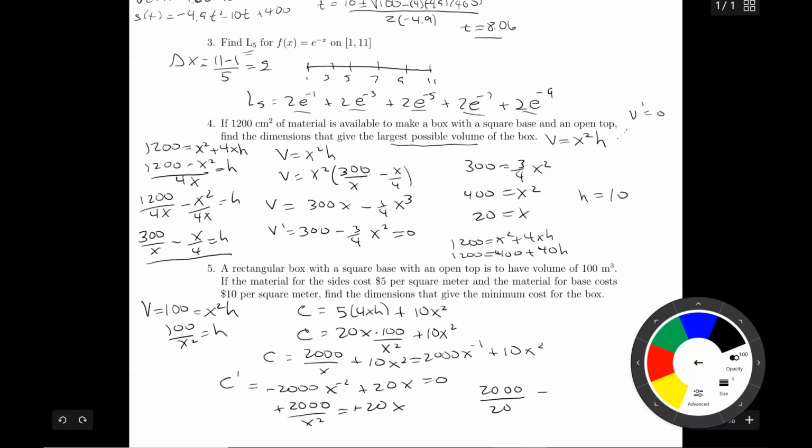So cross multiplying x cubed, so I get 100 is x cubed, so I'll take the cube root of both sides, so that's x. And then to find h, I'll come back over here, so h is equal to 100, and then it'll be over x to the 2/3 power.